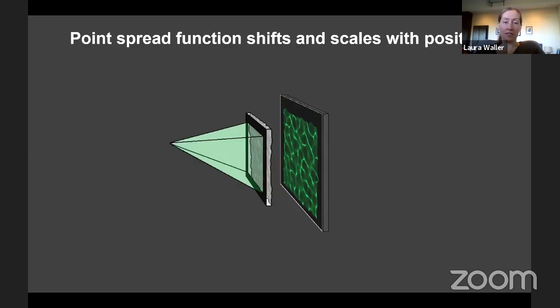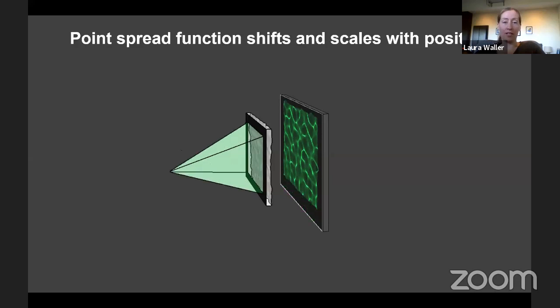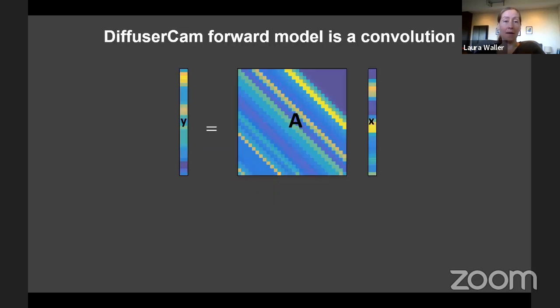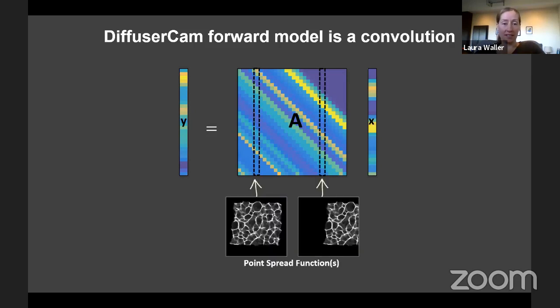So I just put a point source in the scene, just my iPhone flashlight, and take a calibration image. And that's all the calibration we need to do to know the entire A matrix, because it's convolutional. So this A matrix is just a bunch of columns that are the same but shifted. You can see here some of the point spread functions.